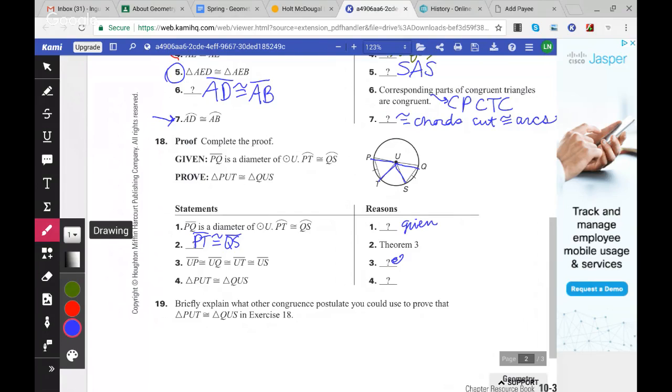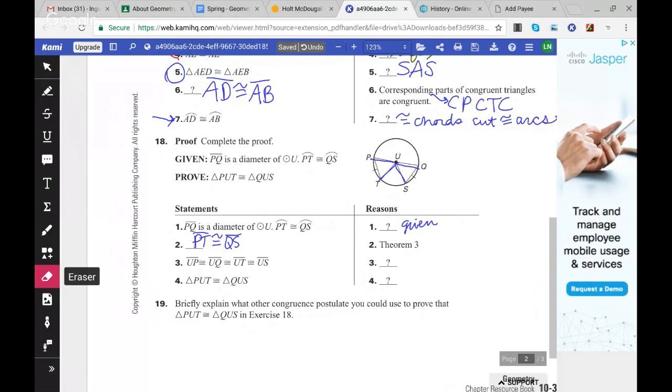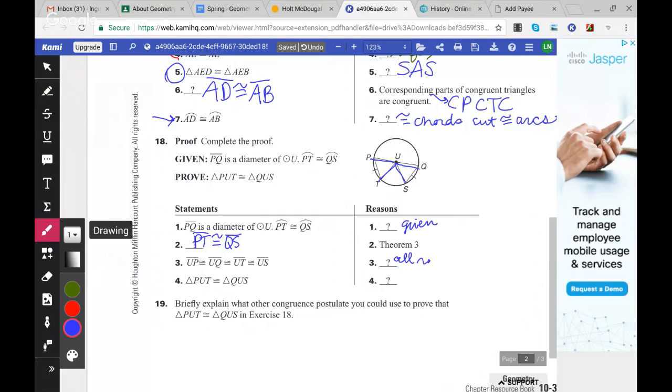Oh boy, my pen went wonky. Radii is just the plural for radius. How do you spell radii? Radii. Oh, okay.